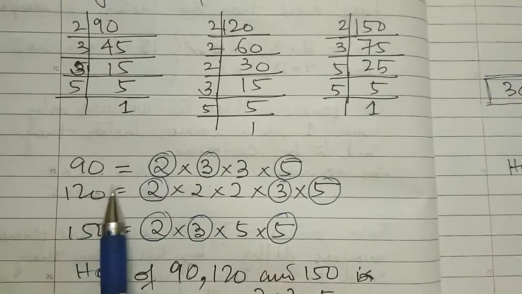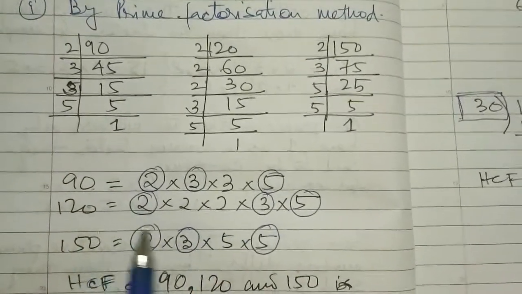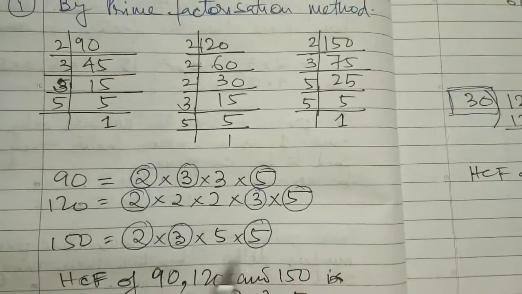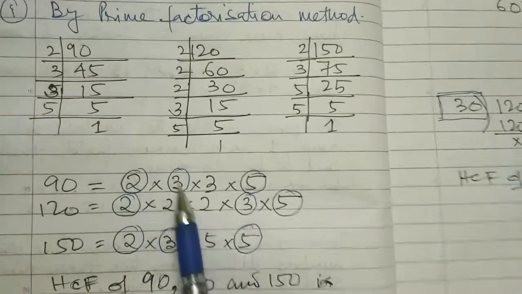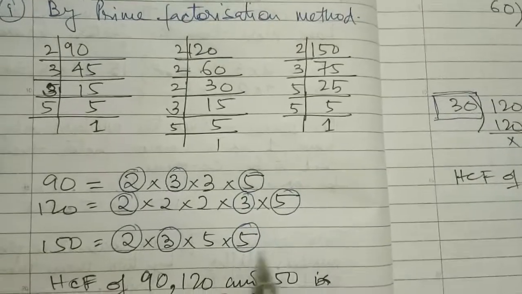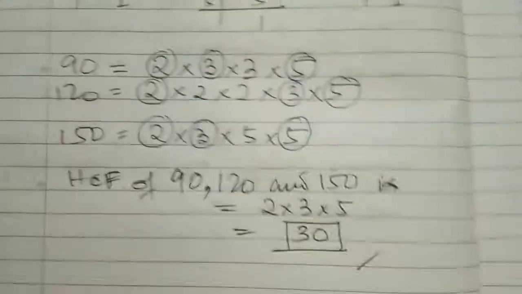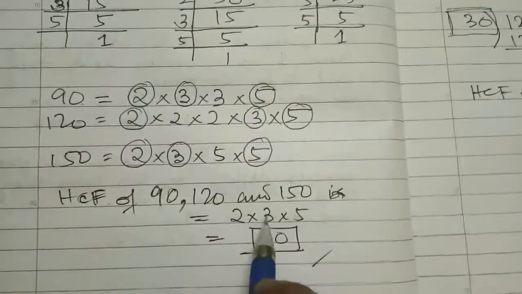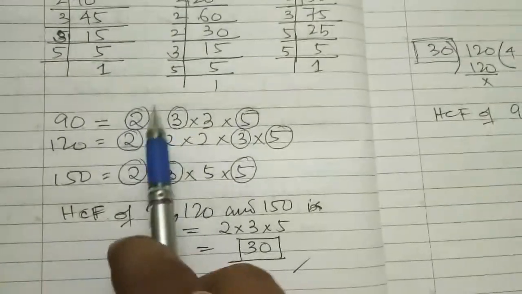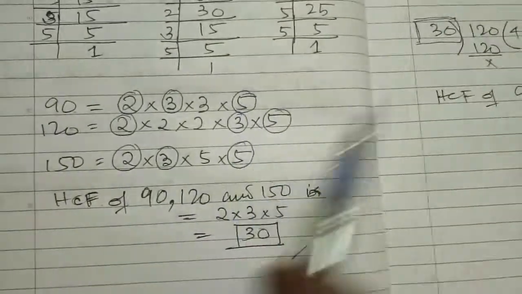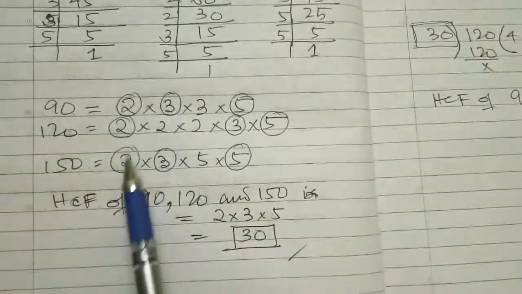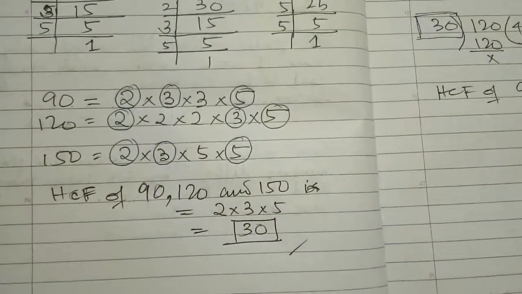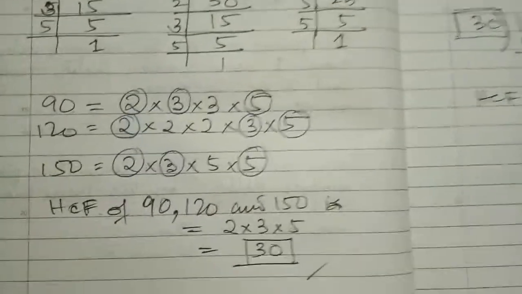Now from here I have written the values. 90 equals 2 into 3 into 3 into 5, and the same is written for 120 and 150. Now look at the highest common factor. These are the common factors, and these are the 5s. Now the HCF of 90, 120 and 150 is what? It is not 2 into 2, 3 into 3 and 5 into 5. HCF means highest common factor. In these numbers, the common 2 is one 2, and then 3 and 5. That is 30.